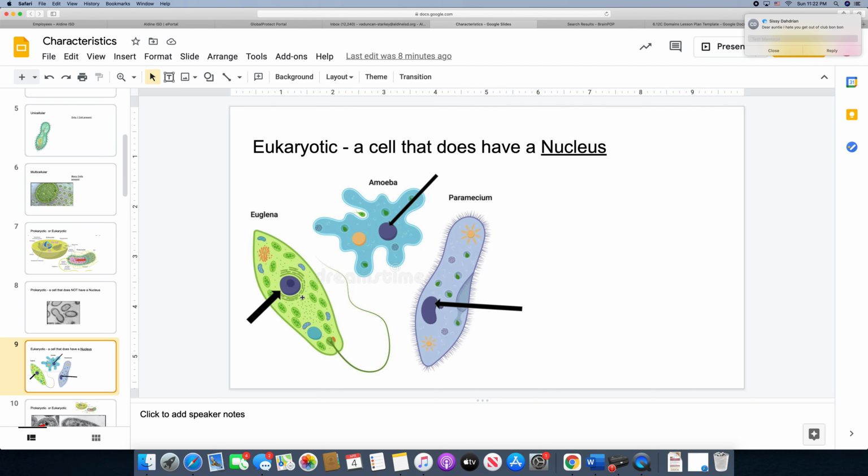So usually a circle, but it can be, in the case of the paramecium, like a bean shape, but it's a clear defined shape. It looks different from anything else that's inside the cell. That is the nucleus.